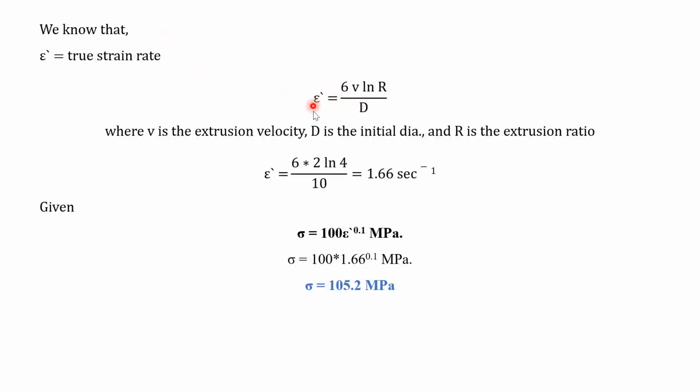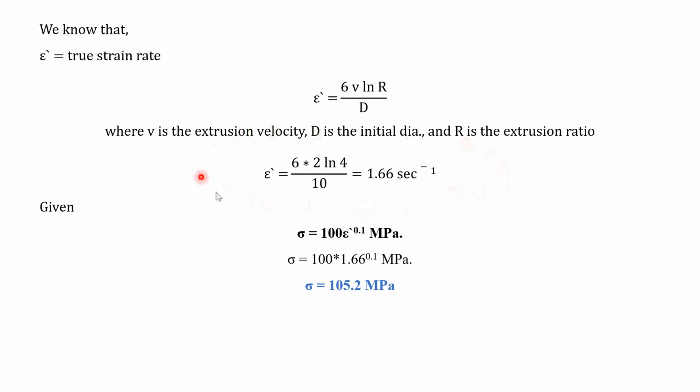Now we have to go with this equation. The true strain rate is 6V ln R by D, where V is the extrusion velocity, D is the initial dia, and R is the extrusion ratio. We already found out the extrusion ratio as 4, and we have velocity given to us in the question as 2, and 10 we already know as the initial diameter of the billet. Therefore we will be getting 1.66 second power minus 1.